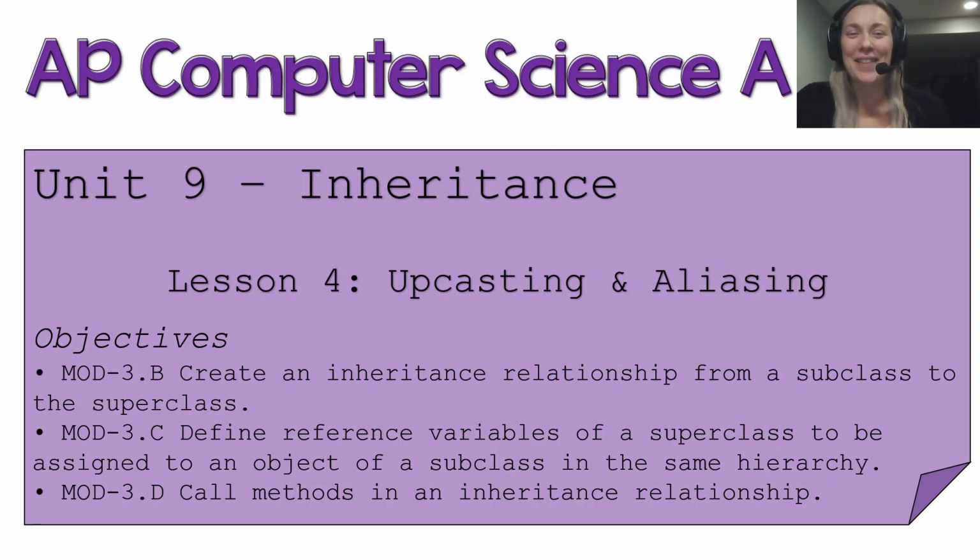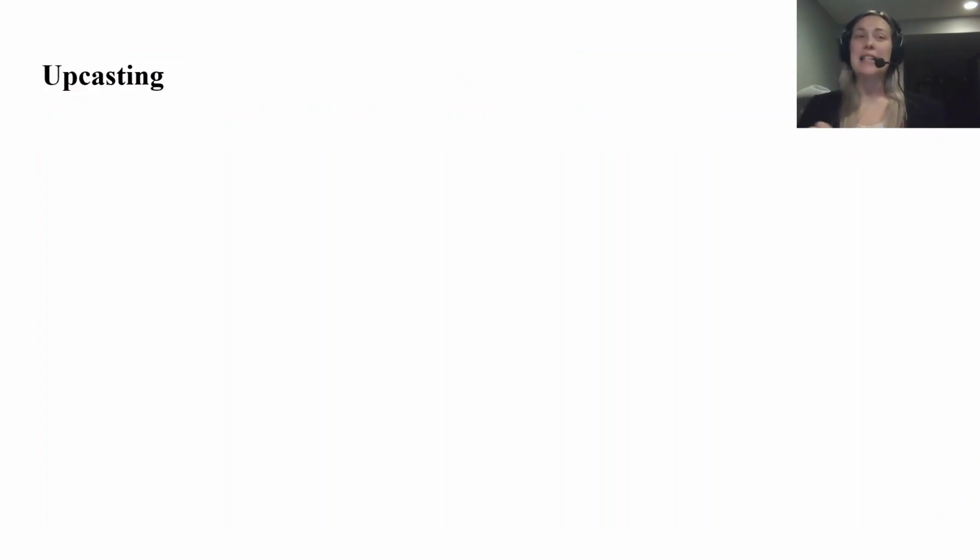Welcome to another lesson in our 9th unit, Inheritance. This lesson is going to be focused on a special type of occurrence called upcasting and aliasing. Both of these are going to be discussed. They come up when you are working with inherited objects, and we'll talk about exactly what happens with them. We're going to focus on upcasting first for the majority of our lesson, and then at the end of our lesson, we're going to talk about aliasing and exactly what that is.